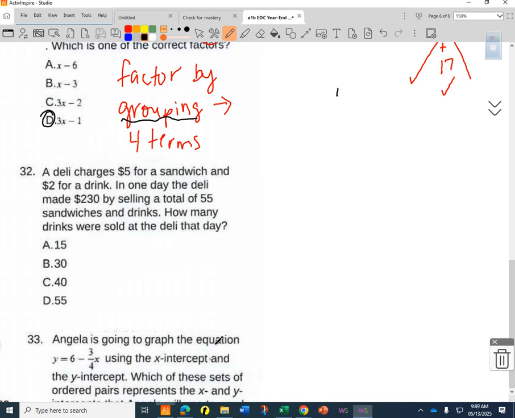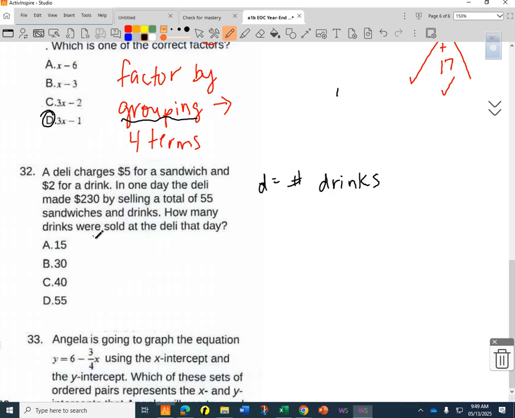Okay, so we're going to read number 32. A deli charges $5 for a sandwich and $2 for a drink. In one day, the deli made $230 by selling a total of 55 sandwiches and drinks. How many drinks were sold at the deli that day? Well, our unknown we know is going to be the number of drinks sold. But there's also another unknown.